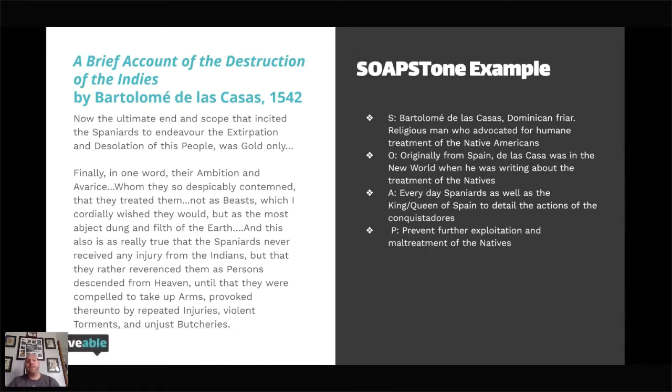The purpose to me is quite clear here. He is trying to prevent further exploitation and maltreatment of the natives. And this is where we are going to get into that tone at the very end and how you can tell. And then S, the subject, the wider subject, is going to not just be the treatment of Native Americans, it's going to be the reasons why conquistadores from Spain went to the New World. It's going to be exploration as a whole.